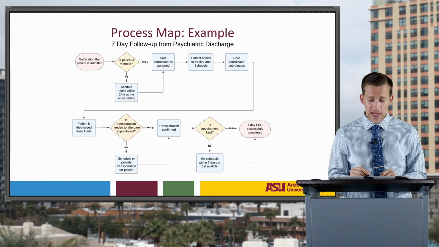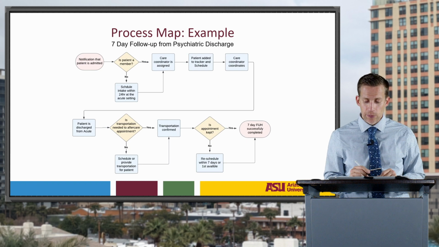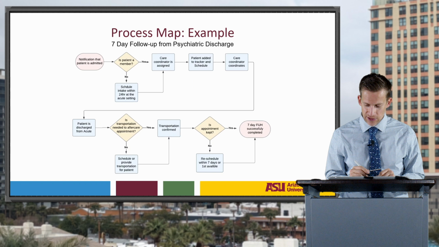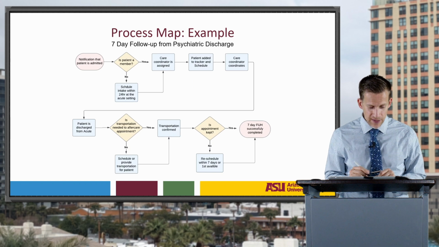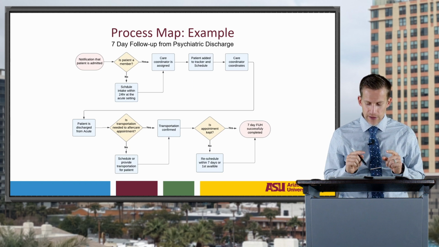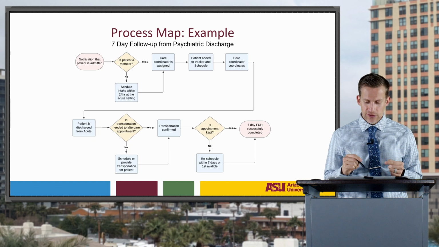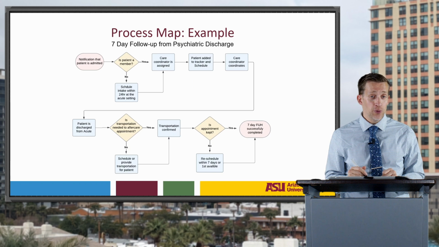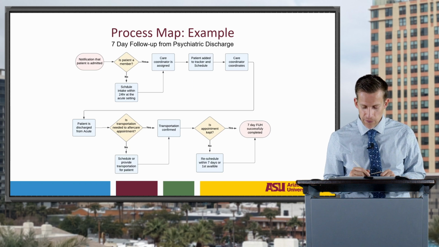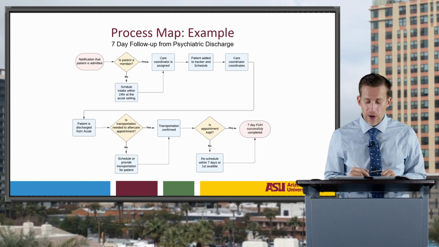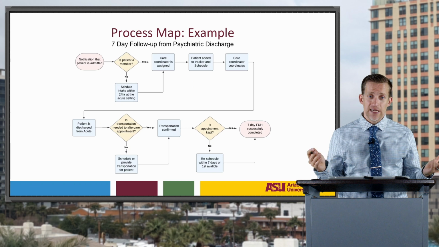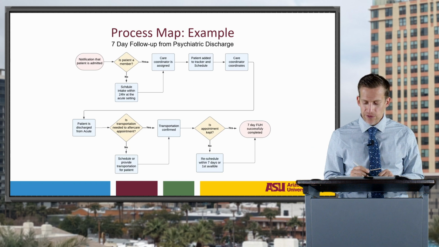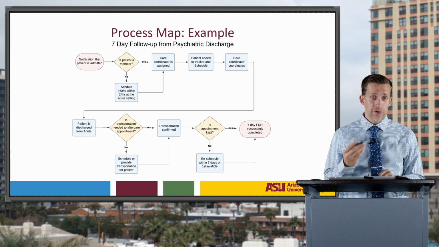Okay, and then here, this example is showing a 7-day follow-up process for psychiatric patient discharges. You can see a beginning and an end. Those are the oval-shaped terminals. They're colored pink. And then the diamond shapes show a decision point with a yes or a no direction arrow. The blue rectangles show actions or activities, sometimes with a specific role or position. Process maps can be as detailed as you want. They should include as much detail as is useful for your team.